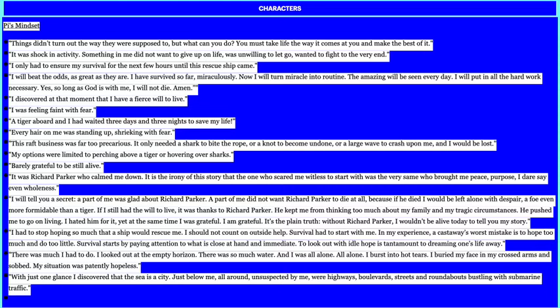It was shock inactivity. Something in me did not want to give up on life, was unwilling to let go, wanted to fight until the very end. So this is when he's initially cast away, and he doesn't really know why he's fighting to live, but there's just something innate within him that I think we all have: not to give up, and to try and to survive. No matter the odds, you try to survive.